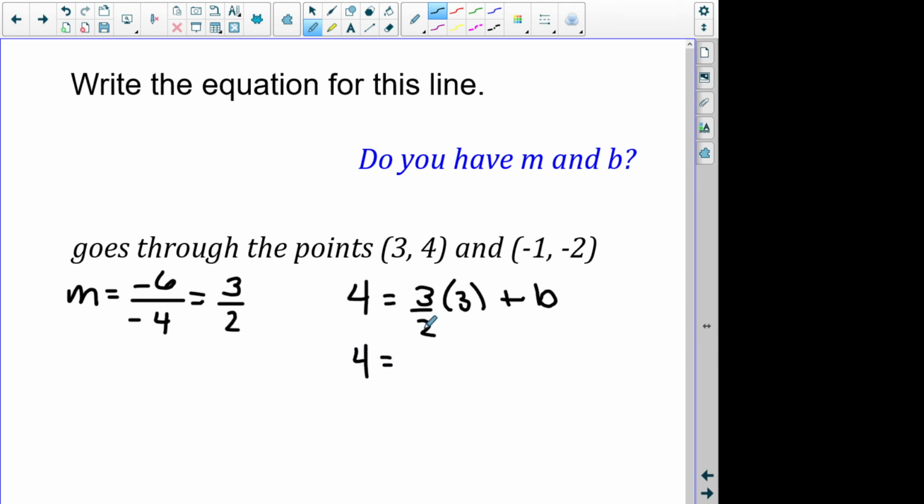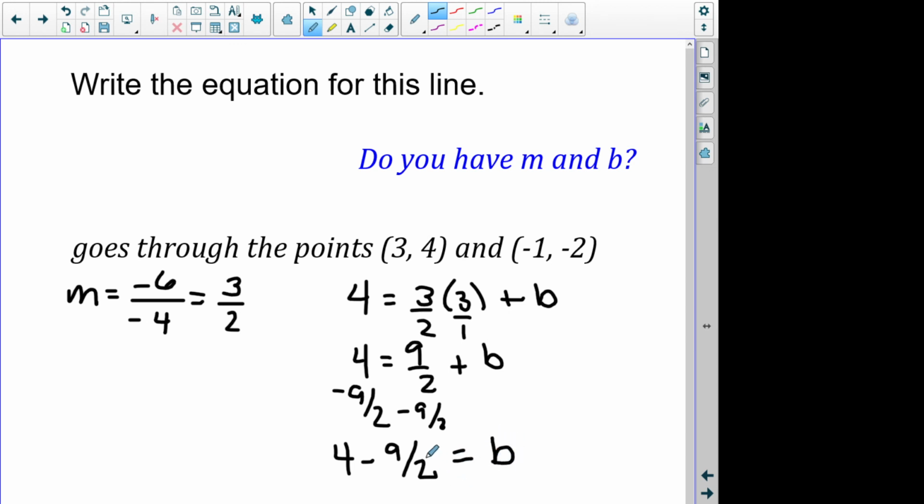I've got 4. When I multiply fractions, I'm just going to multiply straight across. So if I think of 3 as 3 over 1, so 3 times 3 is 9, and 2 times 1 is 2, plus b. And then I'm going to subtract 9/2 from both sides. Minus 9 over 2. Minus 9 over 2. And so I have 4 minus 9/2 is equal to b.